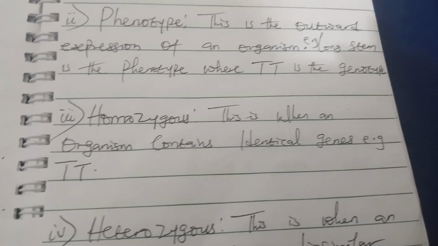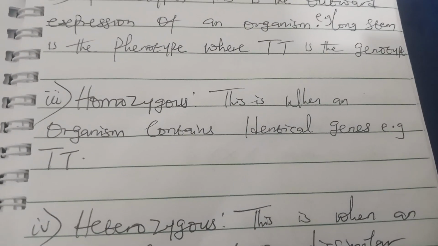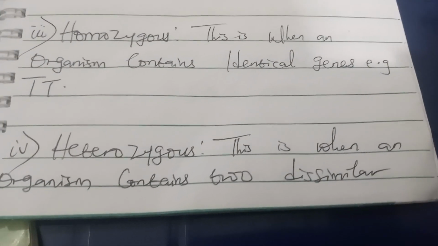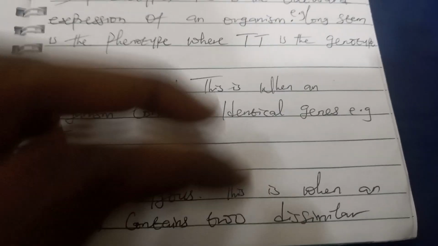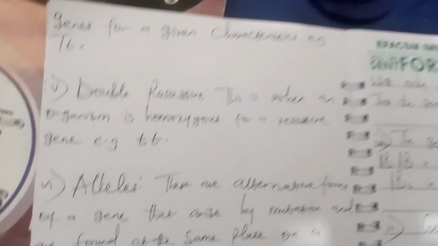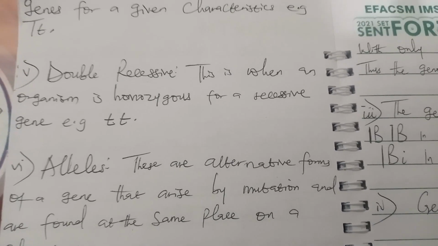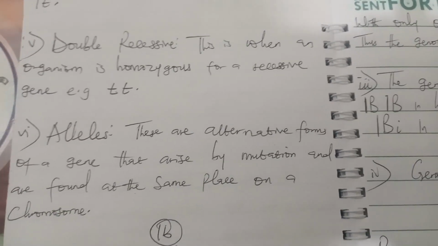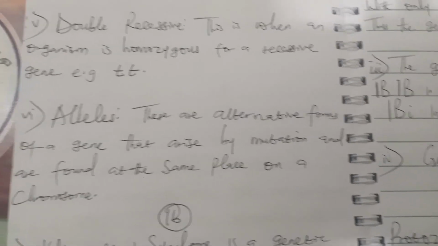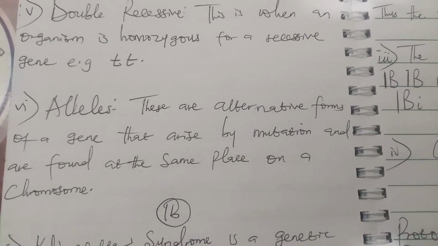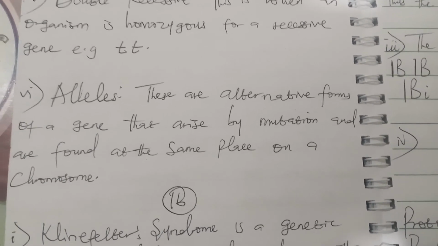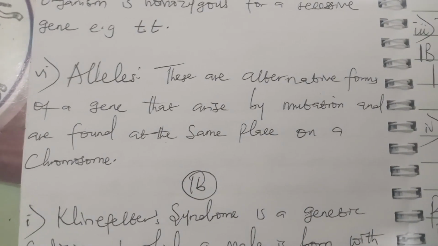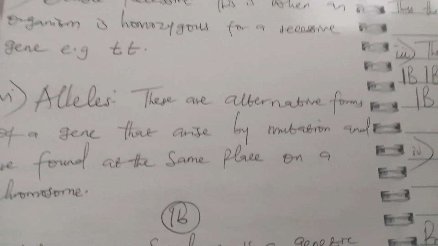Now let's go to homozygous. This is when an organism contains identical genes. Example is capital T, capital T. Meanwhile, heterozygous is when an organism contains 2 dissimilar genes. Example, capital T, small t. Now, double recessive is when an organism is homozygous for a recessive gene. Example, small t, or small a. Number VI, alleles. These are alternative forms of a gene that arise by mutation and are found at the same place on the chromosome. That is it for number 1A.